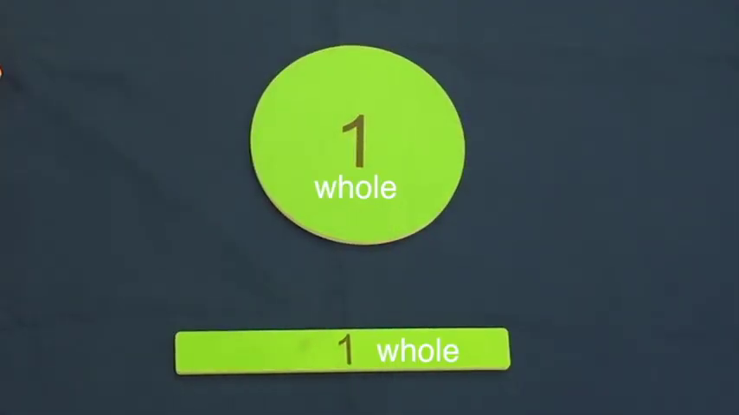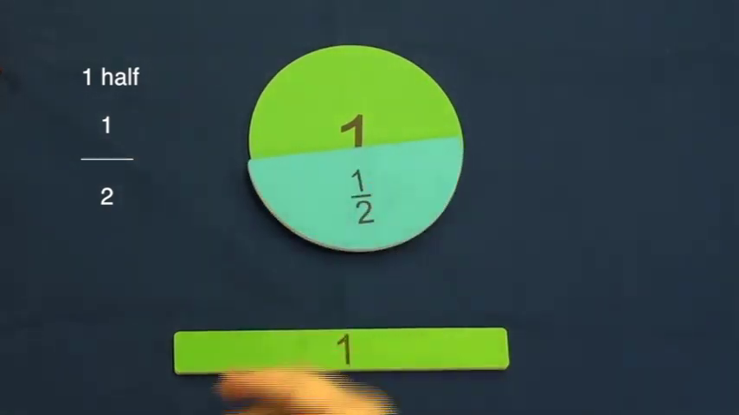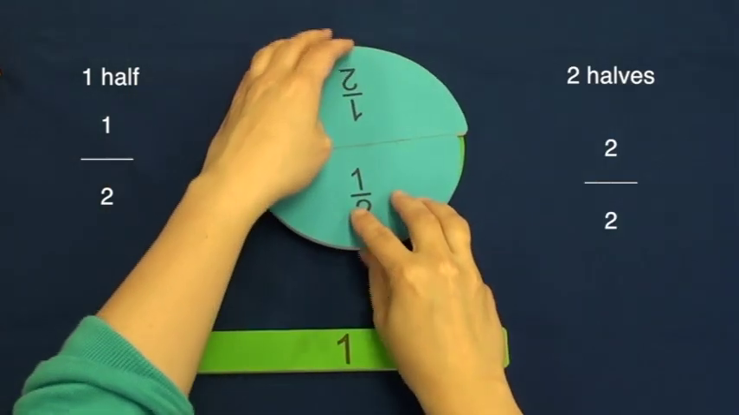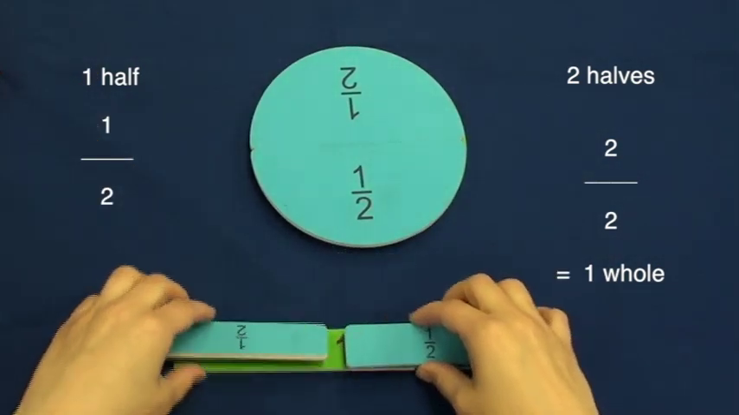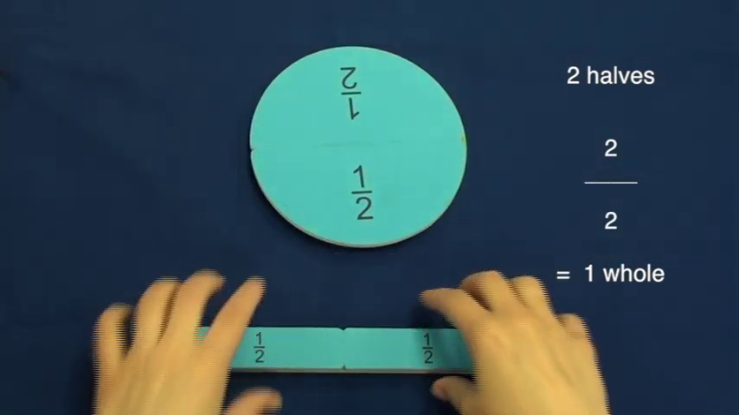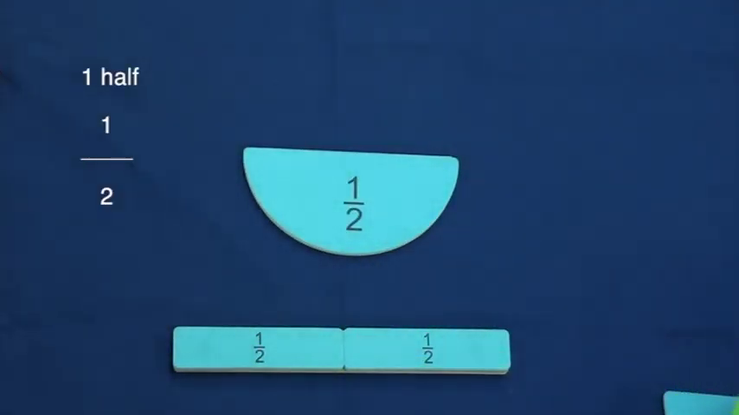1 whole, 1/2. 2 halves equals 1 whole. 1/2, or 1 part out of 2. 2 halves, or 2 parts out of 2.